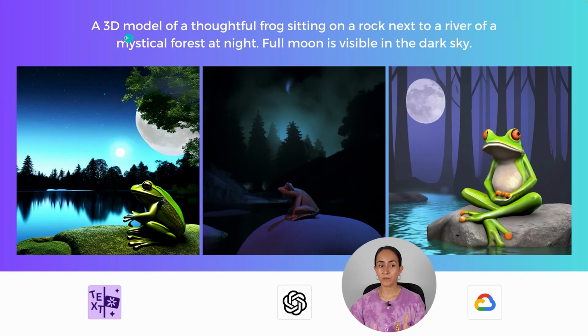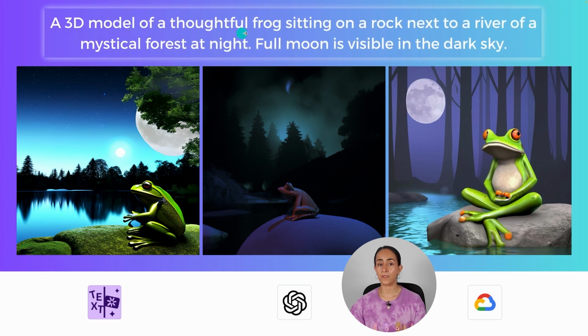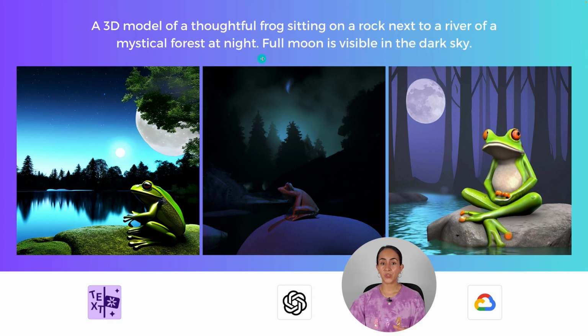But because this one is taking more keywords into consideration in this image, I'm going to give the point to Imagen. The next prompt is a 3D model of a thoughtful frog sitting on a rock next to a river of a mystical forest at night. Full moon is visible in the dark sky. If we pay attention to the keywords, we see full moon visible in the dark sky, so we see the moon in here.